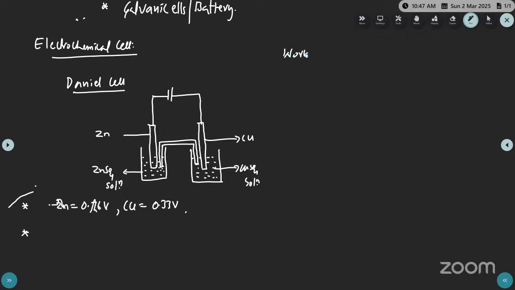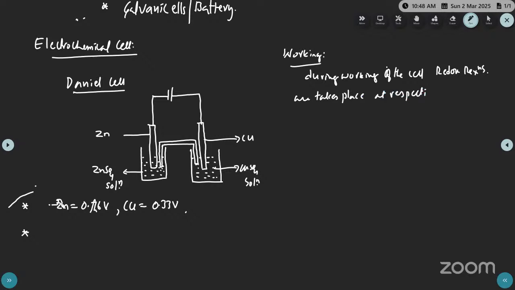The cell reactions take place at the electrodes. During the working of this cell, redox reactions take place with respect to the electrodes. So what reactions take place? Redox reactions. What are redox reactions? Let's see.